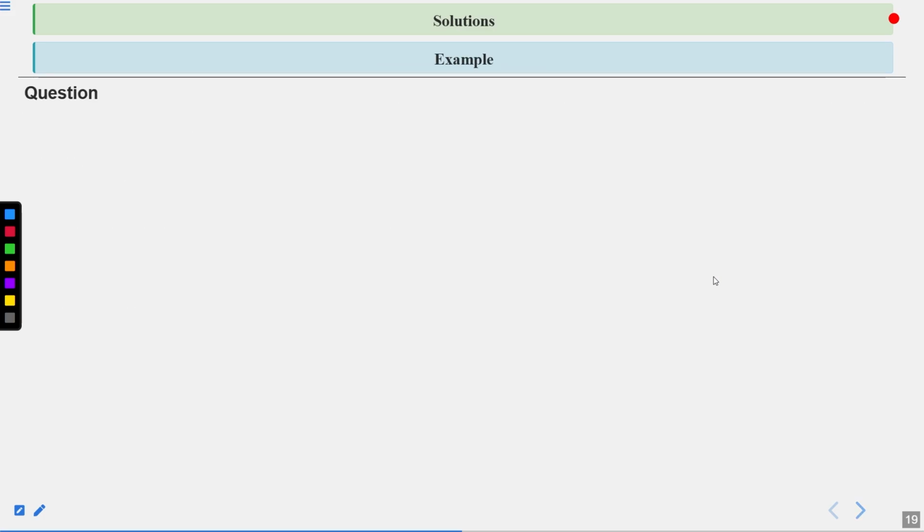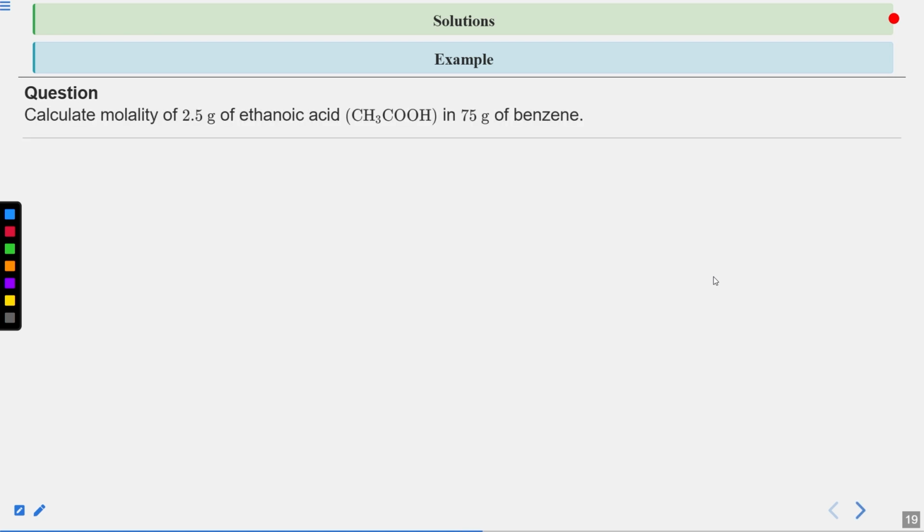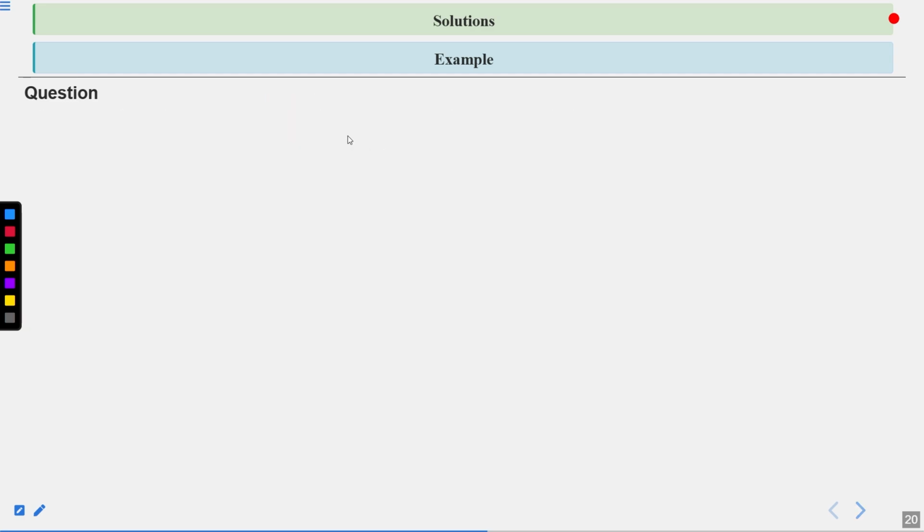Now let us see questions on it. You have to calculate the molality of 2.5 gram of ethanoic acid in 75 gram of benzene. So benzene is your solvent and 2.5 gram ethanoic acid is your solute. How will you calculate this? To calculate this, you must use all the data that is given here. With the help of the formula plus this data, you can solve it very easily.